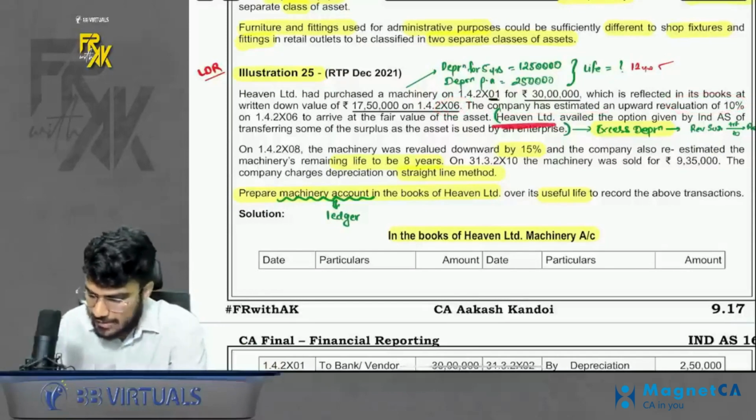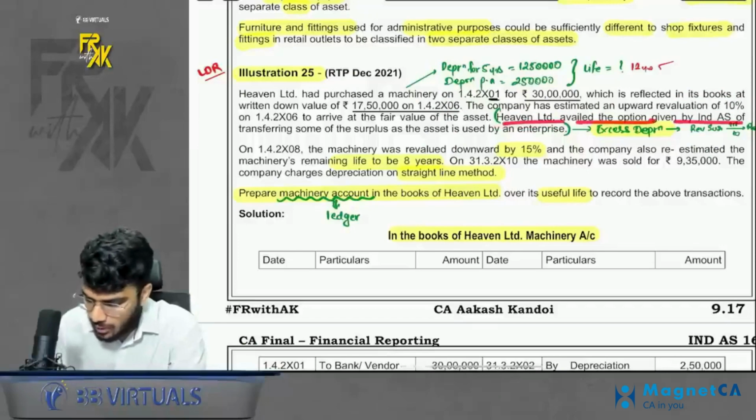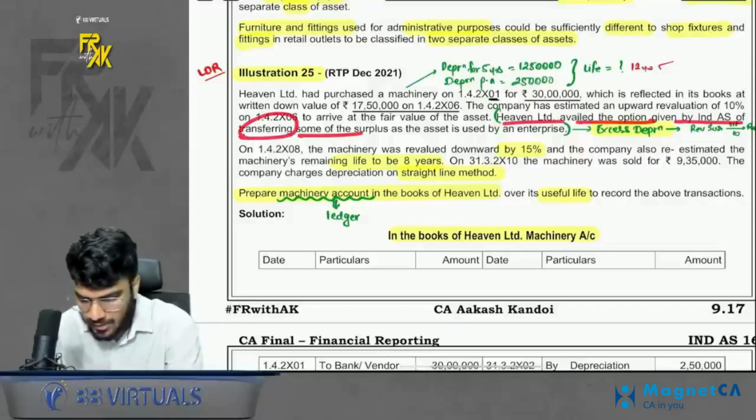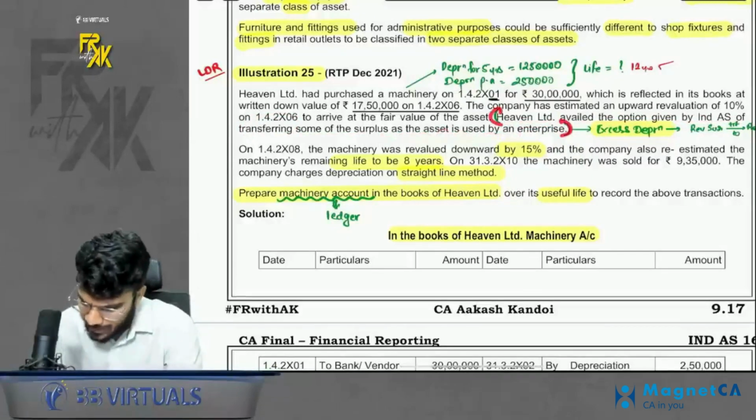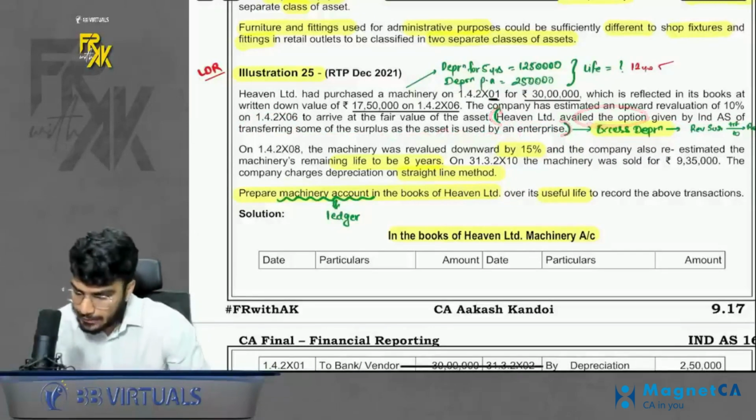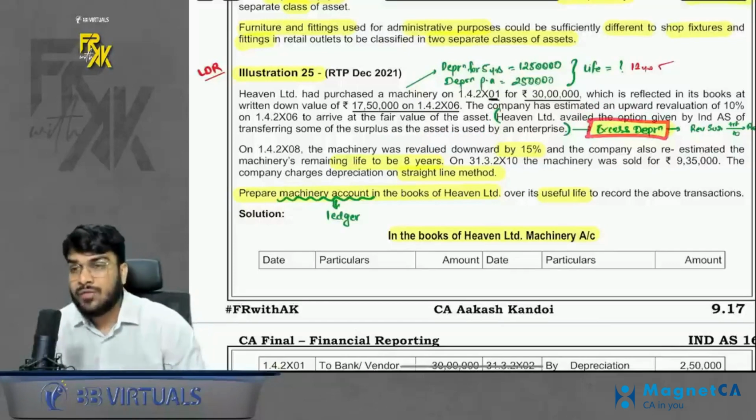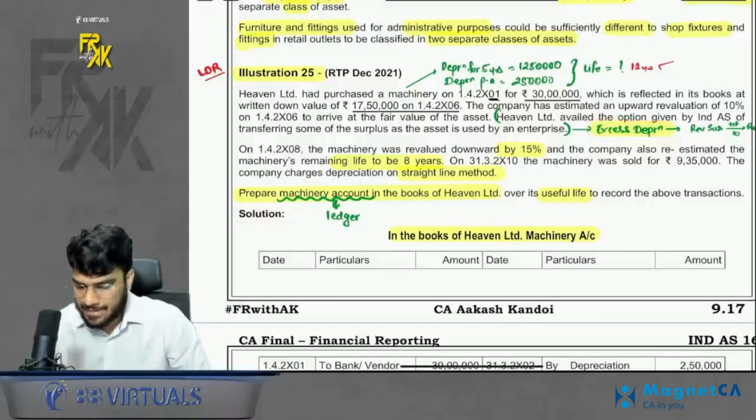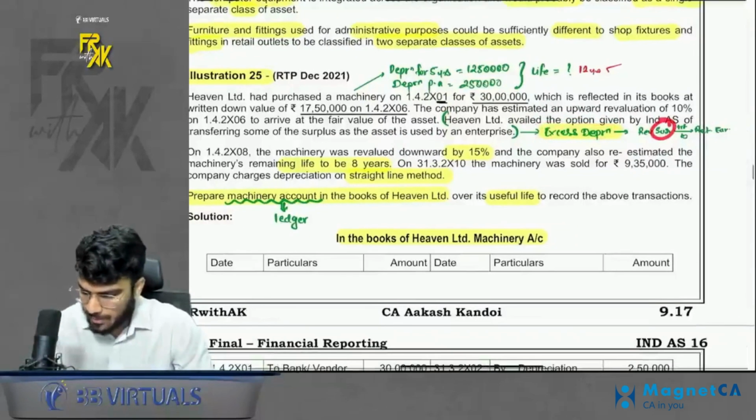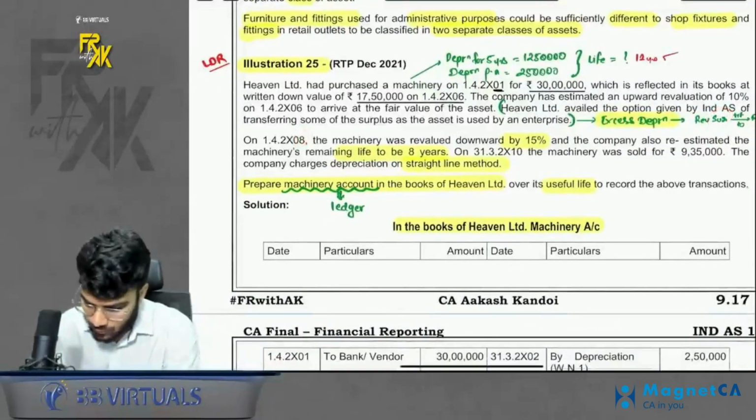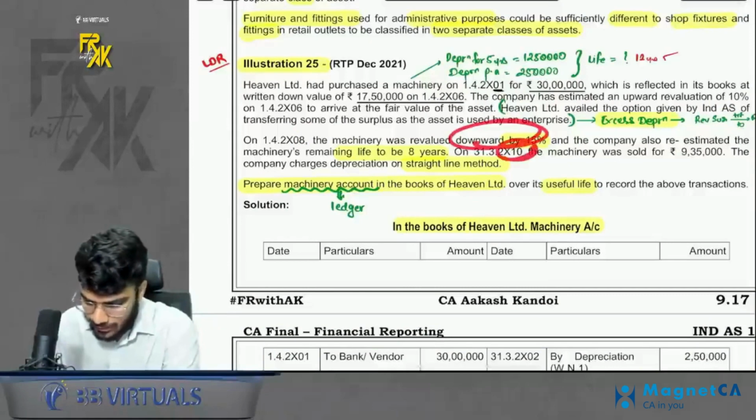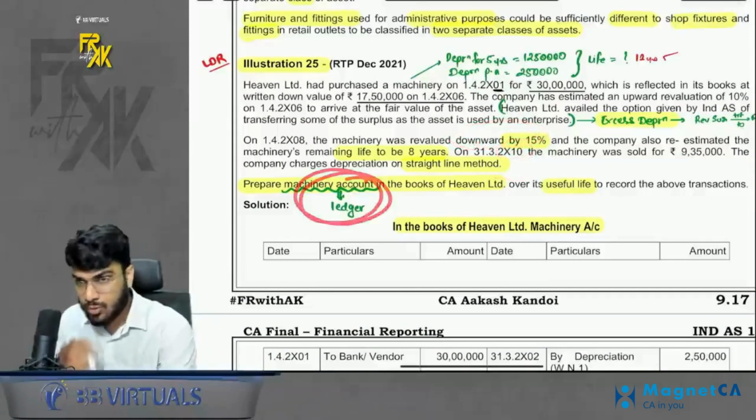Next line, it says that having availed the option given by Ind AS of transferring some of the surplus as the asset is used by the enterprise. What do they mean by availing the option? In this line, they are talking about the option of transferring the excess depreciation from surplus to retained earnings. Do you remember this part? Yes. Okay. Then in 2008, there was a downward revaluation, and then in 2010, they sold the asset. Now what is asked? We have to prepare the ledger of the machine for the whole useful life.